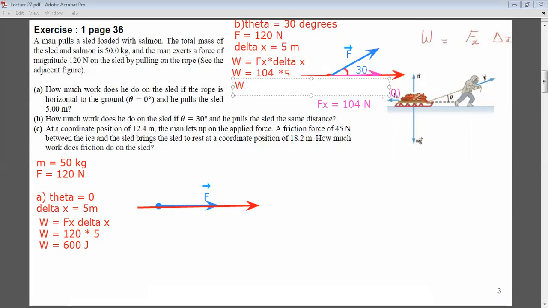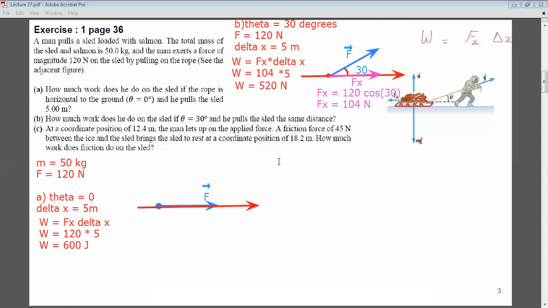I get work is equal 520 Newton. Notice that now the work done by the force is less, right? Because when it was along it, it was causing more. We can see that the work will be higher. As we start increasing theta, the work will start decreasing until I reach theta equal 90, and in that case the work will be 0. For example, for the normal, the work will be 0.